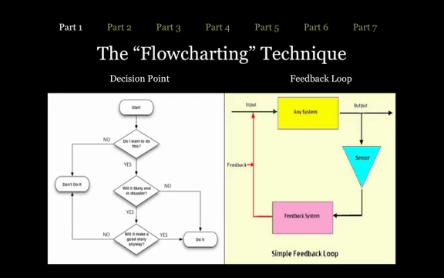Decision points are those that occur when the chart comes to a yes/no or true/false response, which will cause a point to branch off in different directions. Feedback loops are those that occur when the output resulting from an event will influence the future output of the same event.